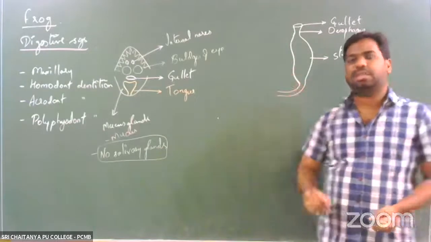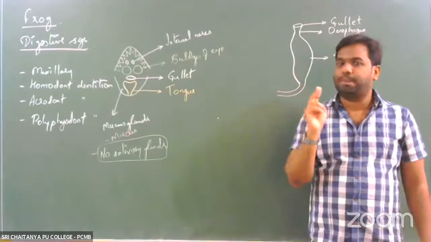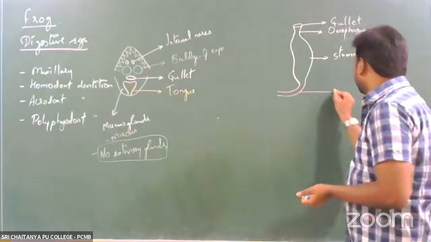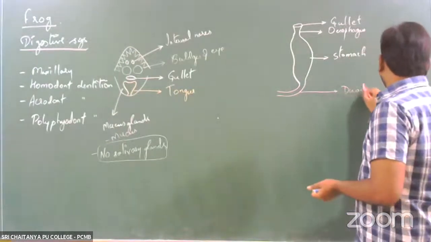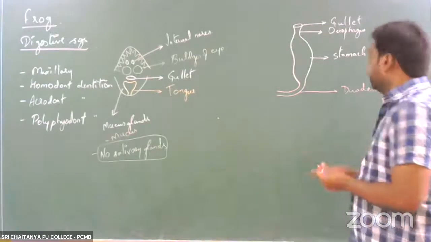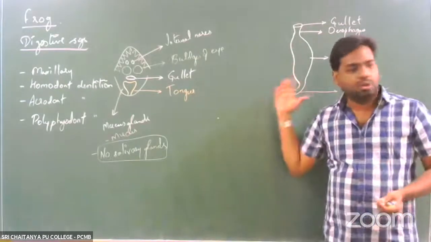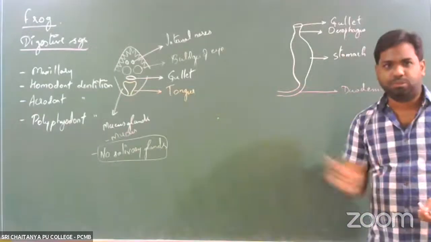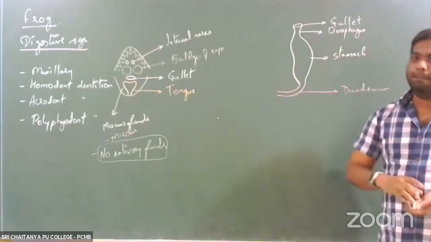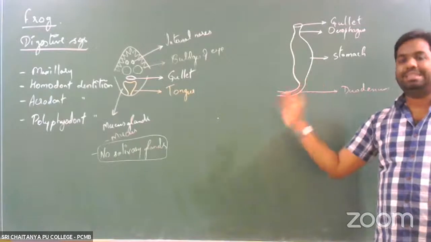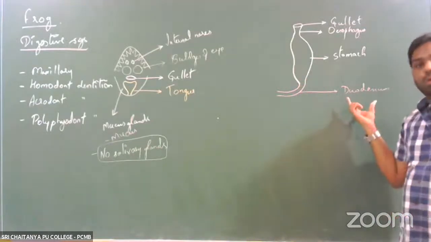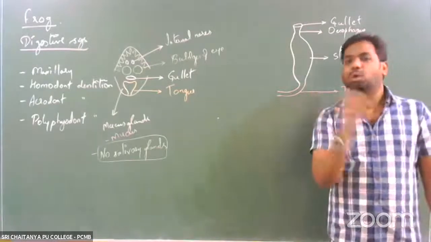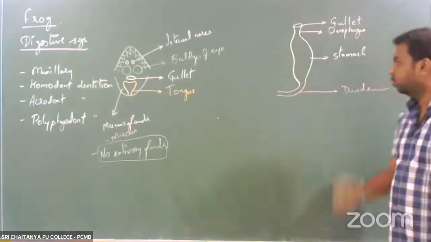Now, this small intestine is characterized by two parts. The first part is called the duodenum. This is the duodenum, a straight part, not a coiled structure. Maximum digestion takes place in the duodenum only. Into the duodenum, there are other glands also which open. We'll take up those glands a little later.